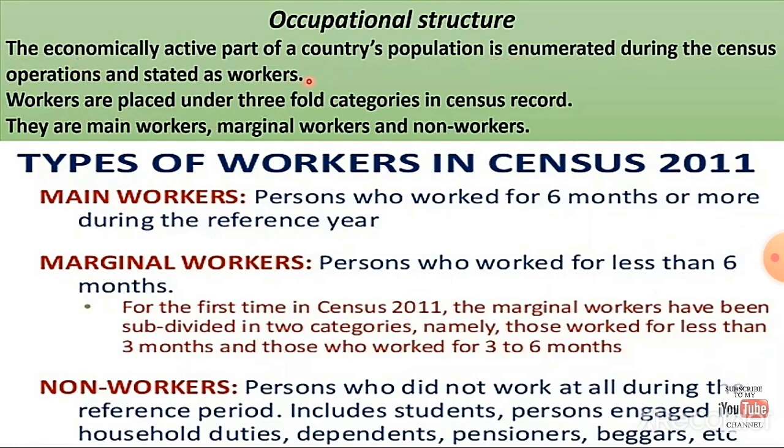Main workers means persons who worked for 6 months or more during their reference year. Marginal workers means persons who worked for less than 6 months. Non-workers means persons who did not work at all during the reference period, including students, persons engaged with household duties, dependents, pensioners, beggars, etc. So these are the three types of workers in census 2011.